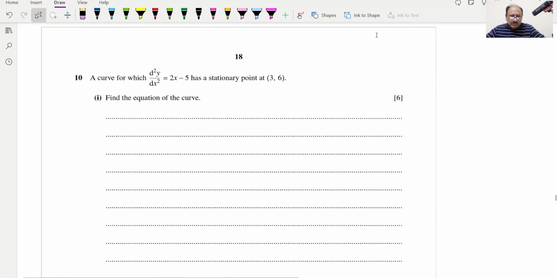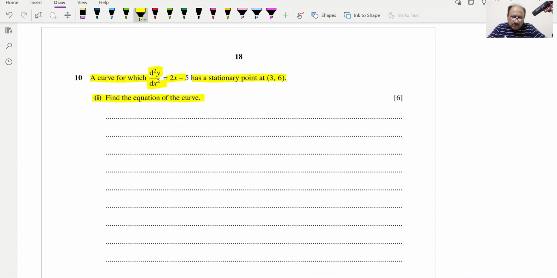Now this is question number 10, the last question of this paper, basically the second last question of this paper. Question 10 says: a curve for which d2y over dx squared is equal to 2x minus 5 has a stationary point at (3, 6). Find the equation of the curve.